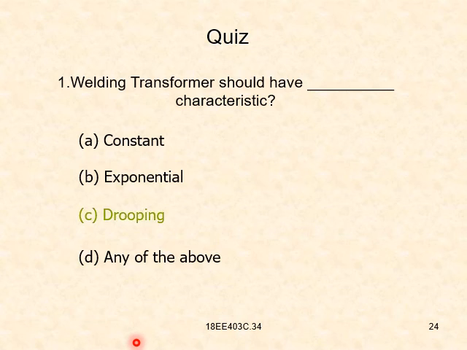Okay, we'll see how it's dropping characteristics. Sorry, the welding transformer should have dropping characteristics. Just read the question once again: welding transformer should have dropping characteristics.